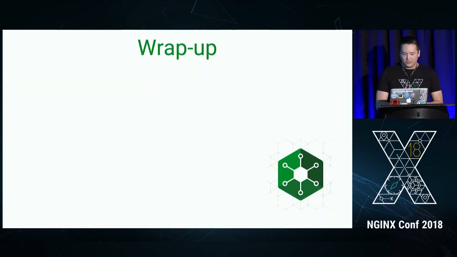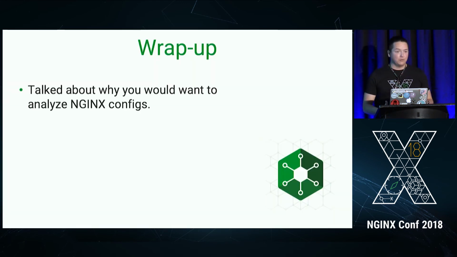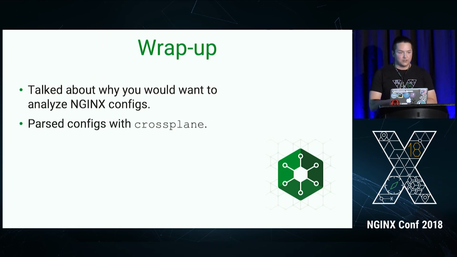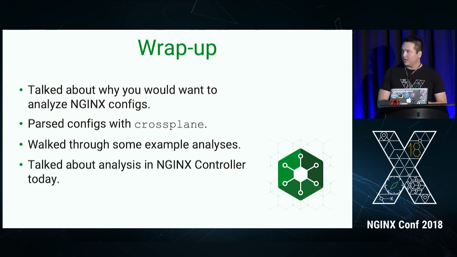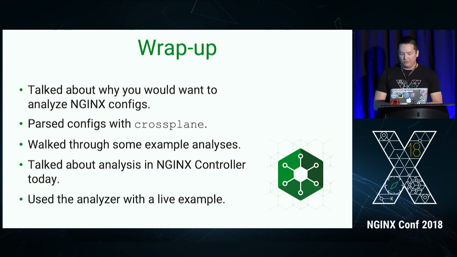So, to wrap up: we've talked about why you'd want to analyze configs. We've given three examples. We've talked about parsing configs with crossplane, which is an open source library that you can use today and is available on our GitHub. We've walked through some example analysis of what you can do today on your own. We've also talked about all the reports, including the ones we discussed today, that are available in Controller. And we've done a quick walkthrough of the live example. That's really all I had to talk about.